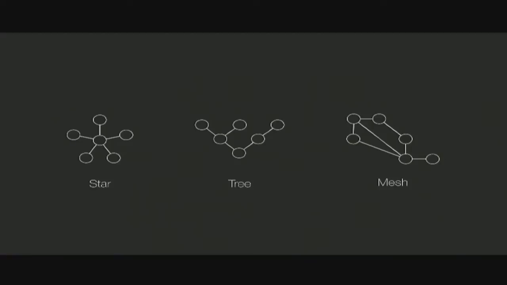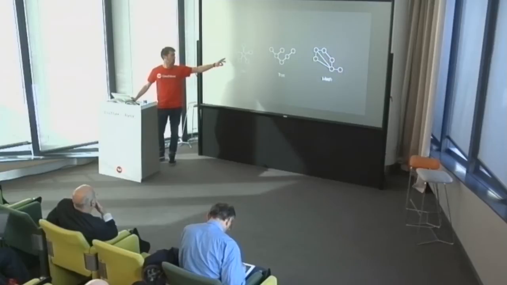So there's different ways you can architect your overall backend. The star is the most common. It's where you have the server on the cloud and then all the devices.